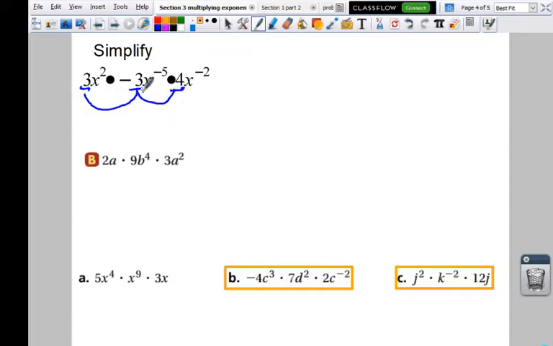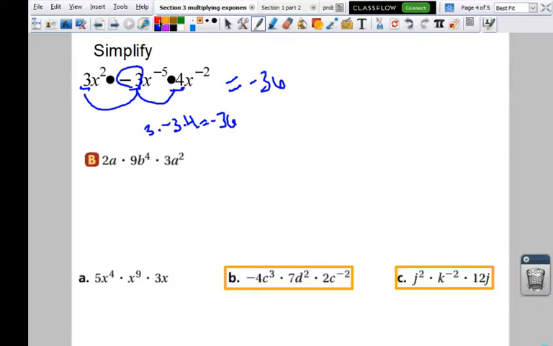3 times negative 3 times 4 equals negative 36. Negative. Don't forget, this middle number right here is a negative 3. So I multiply all 3 of them together, negative 36. And just plug them into Desmos. 3 times negative 3 times 4, like that. You get negative 36. Okay?